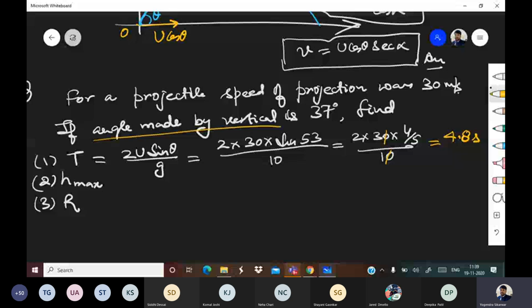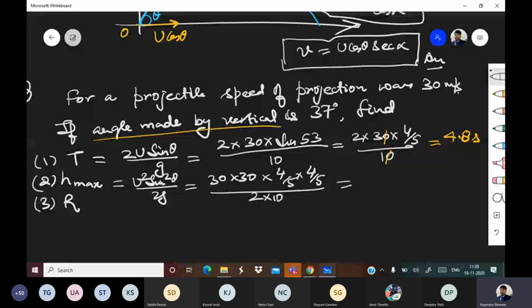Okay. Similarly, you can find H max also. U square sine square theta upon 2g, that means 30 into 30 into sine 53, sine 53 is 4 by 5 into 4 by 5 upon 2 into 10. I hope you have done the right calculation. If you do the calculation, you get H max as 28.8. Similarly, R comes out to be 86.4 meter.